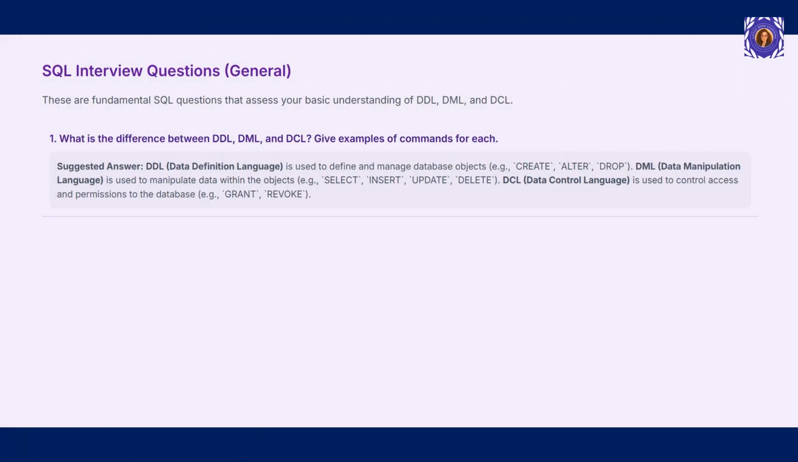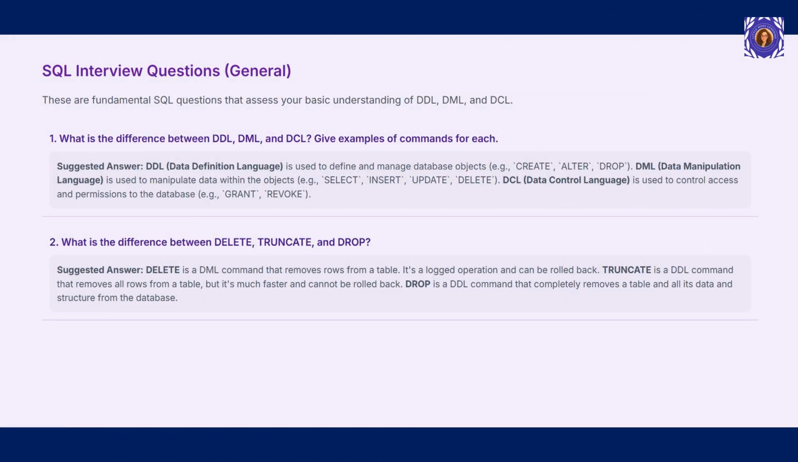What's the difference between DDL, DML, and DCL? DDL is for defining data, create, alter. DML is for manipulating data, select, insert, and DCL is for controlling access, grant, revoke. Difference between delete, truncate, and drop? Delete is a DML command that removes rows and can be rolled back. Truncate is a faster DDL command that removes all rows and cannot be rolled back. Drop is a DDL command that removes the entire table structure.